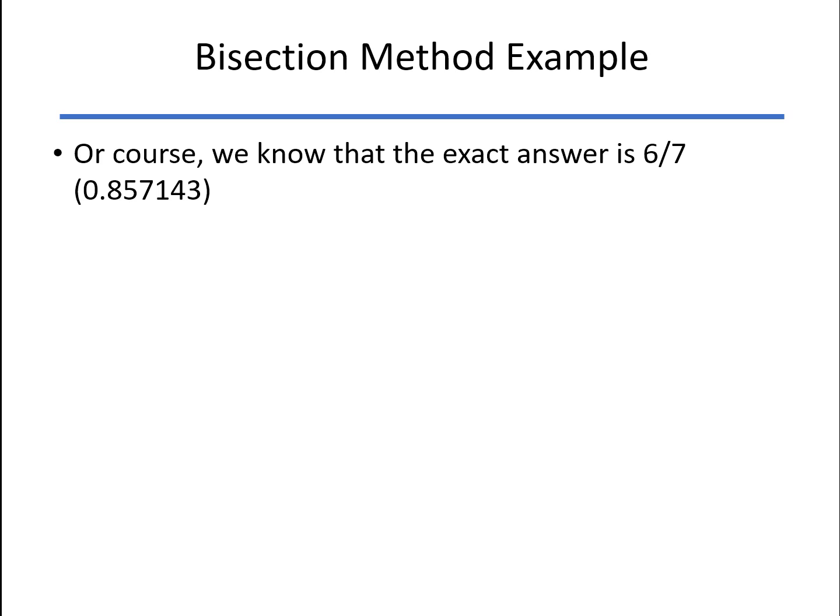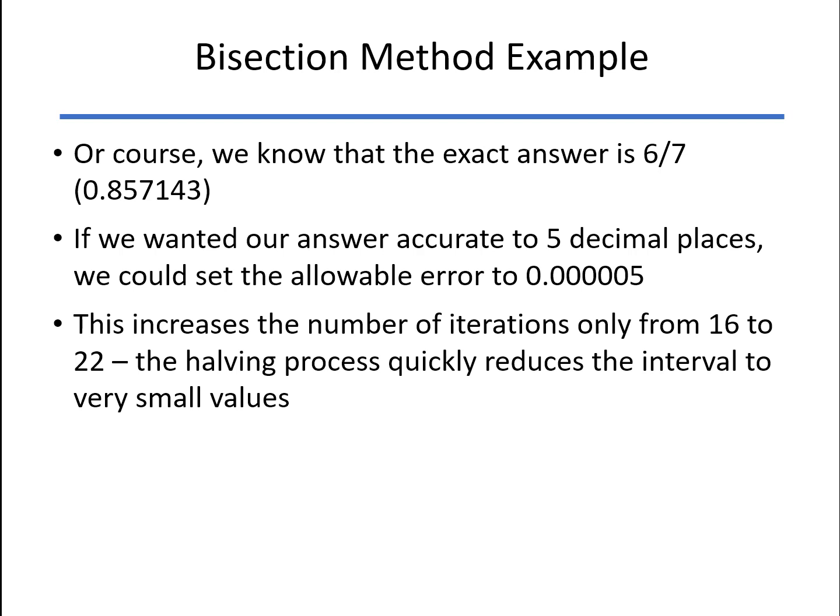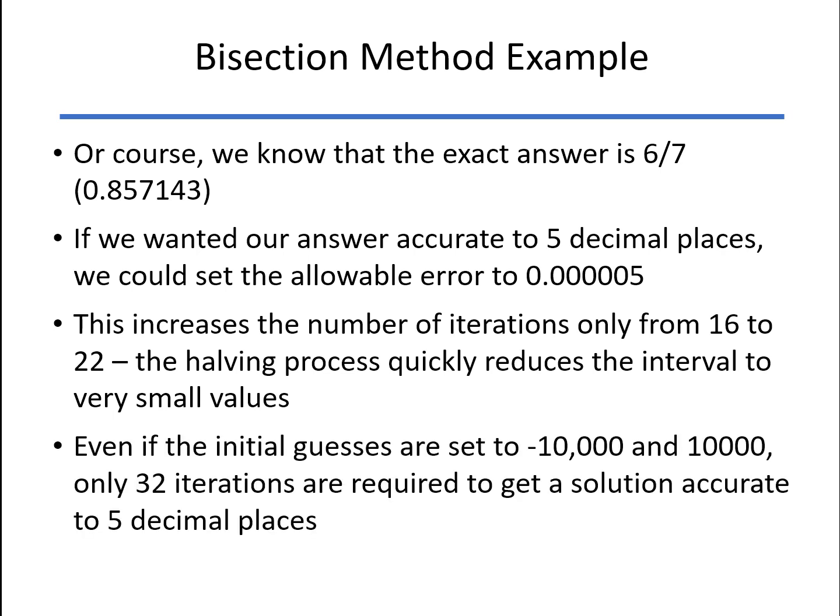If I want this to be more precise, then we set our allowable error to a smaller increment. And if we do that, we would increase the number of iterations, in this case from 16 to 22. And even if we set those initial guesses way off, minus 10,000 and 10,000, we still get down to 5 decimal places within 32 iterations. So the bisection method, one advantage of it over some other methods is that if we start out with endpoints that are opposite signs, we know we're going to get an answer.